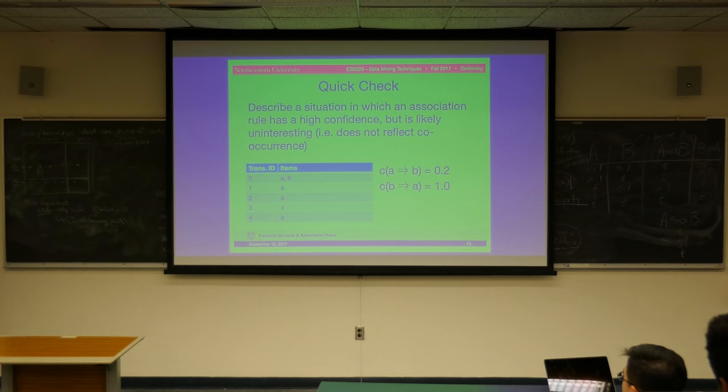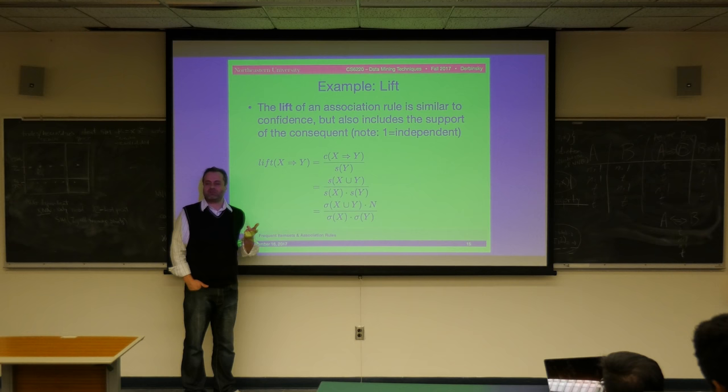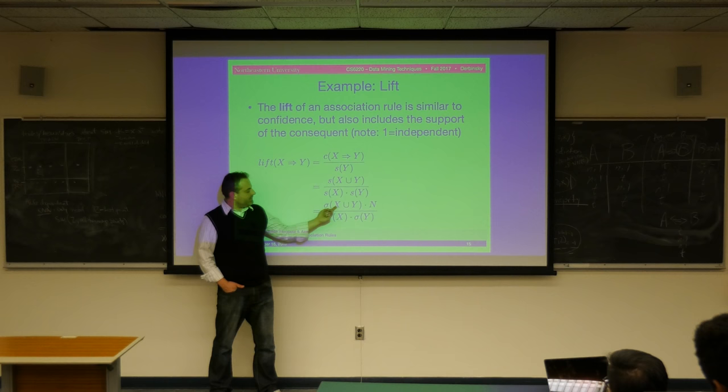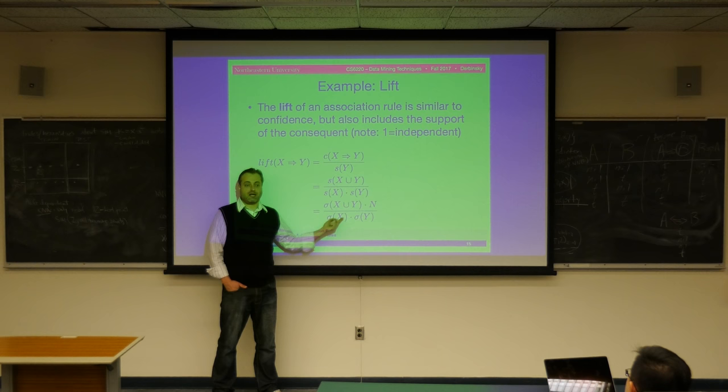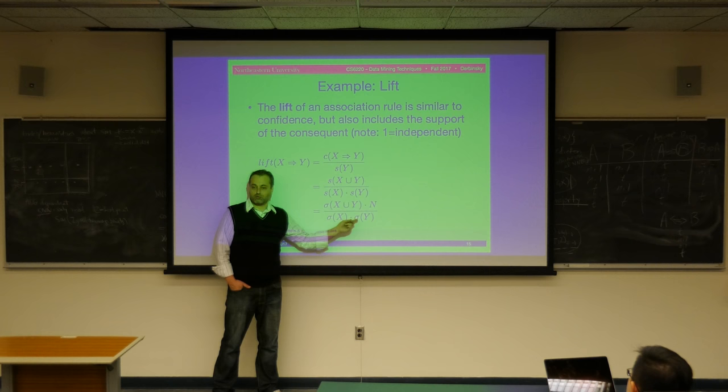I can also have this lift. Lift has to do with analogy with conditional independence. So just looking at the formula, this has to do with how many times they appear together versus how many times they appear separately, times how many times the other one appears separately. If you know probabilities, I don't want to insist on what this does for data mining, but in probabilities, this is equal to the product of the two when the two random variables are independent.